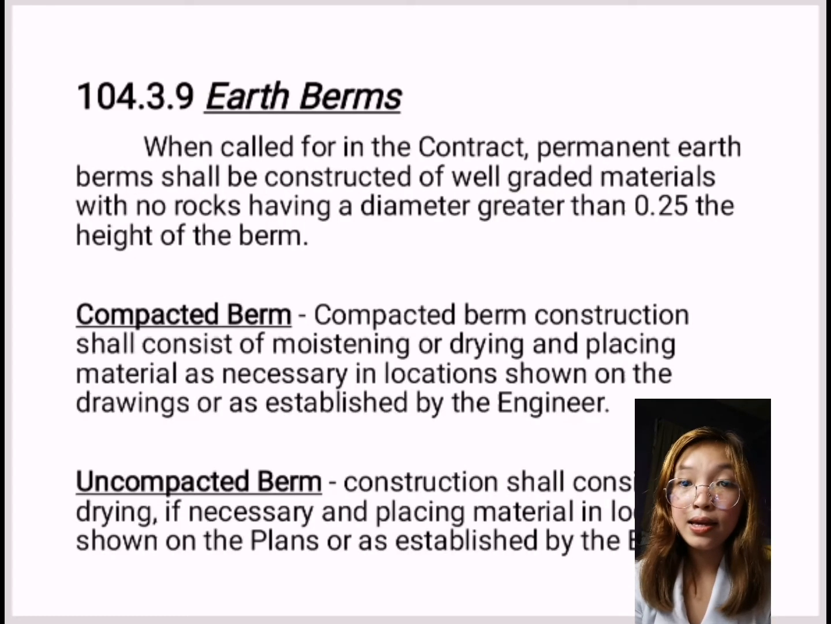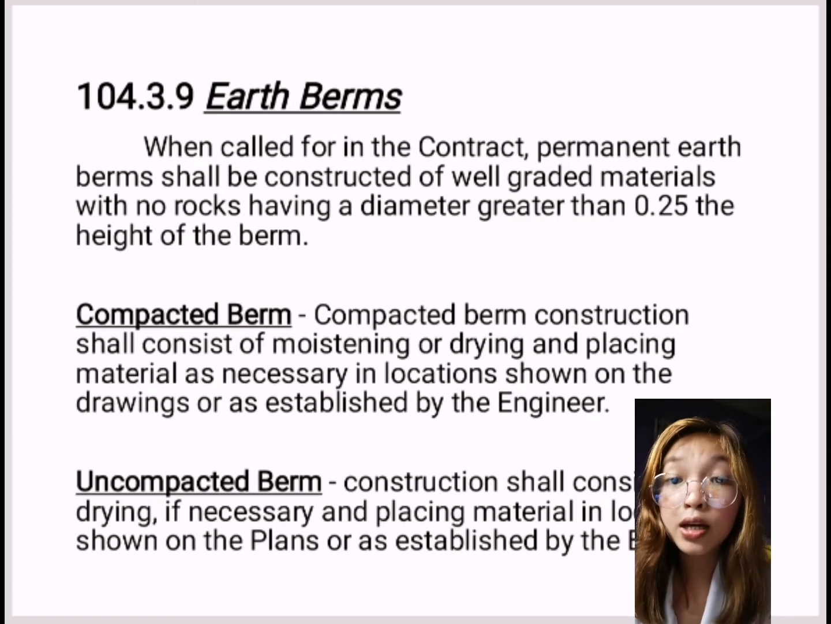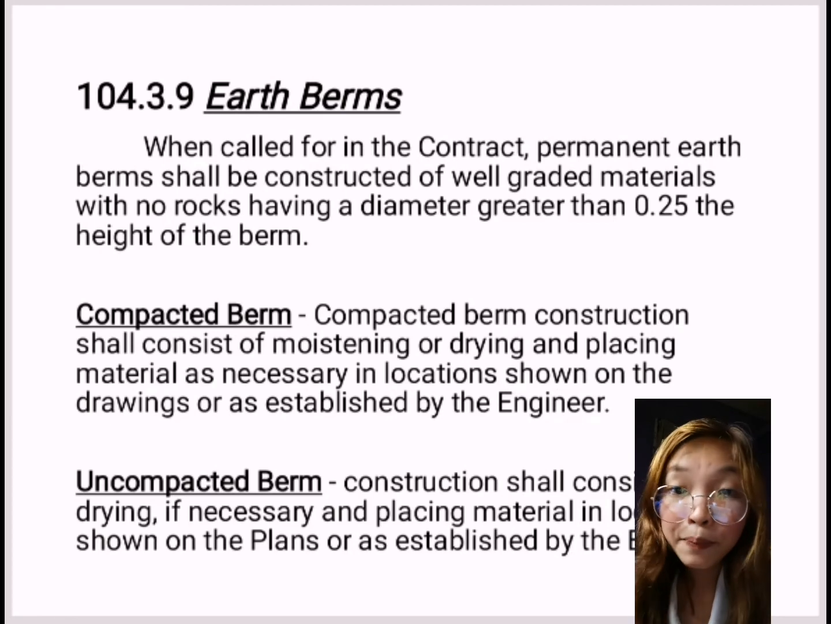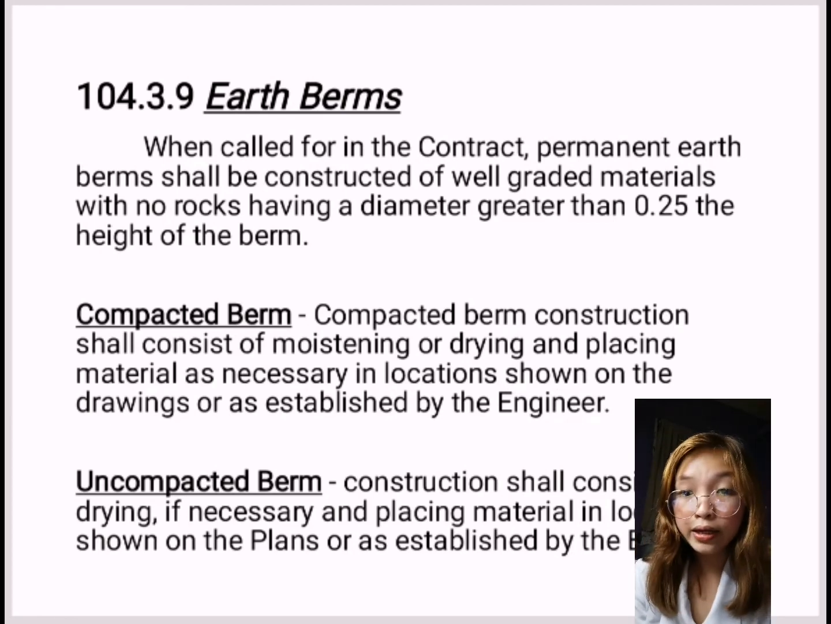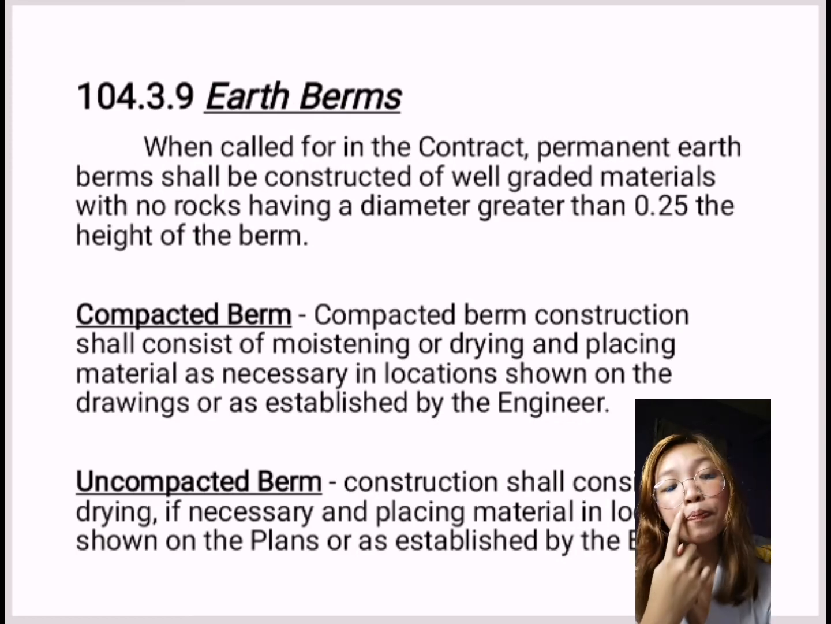So, next is item number 104.3.9 or the earth berms. So, when called for in the contract, permanent earth berm shall be constructed of well-graded material with no rocks having a diameter greater than 0.25 the height of the berm. So, when local material is not acceptable, material shall be imported, as directed by, of course, the engineer.